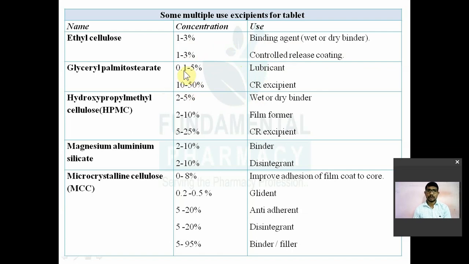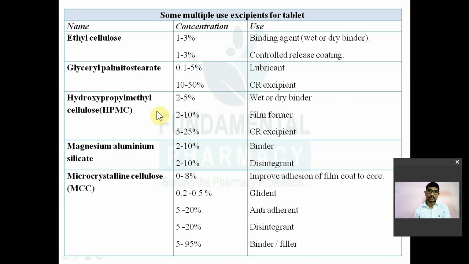If you use 0.1 to 5% weight by weight, it is a lubricant, and if you use 10 to 15%, it is used as a control release excipient. Control release excipient means, if you want to make a control release tablet, you use this excipient, glyceryl palmitostearate. Next one is HPMC, hydroxypropyl methylcellulose.